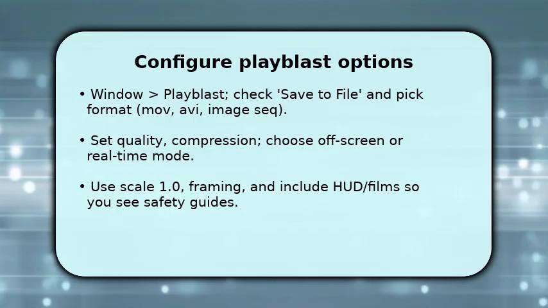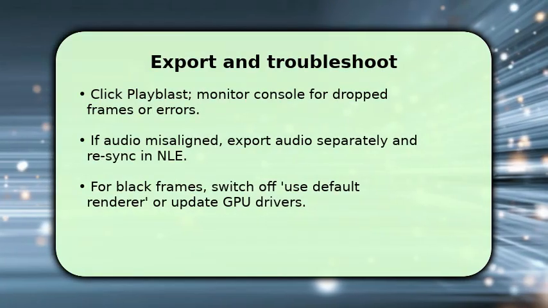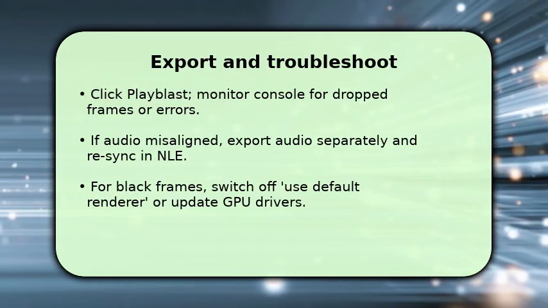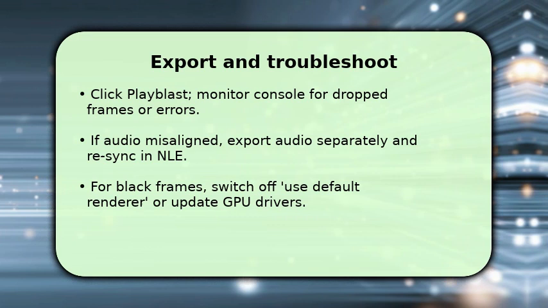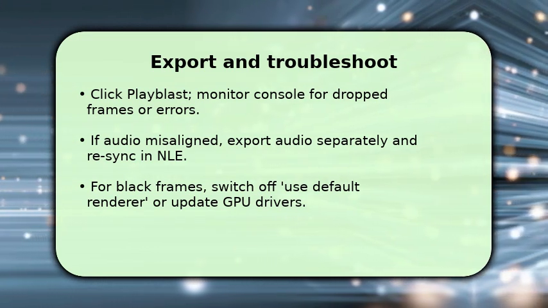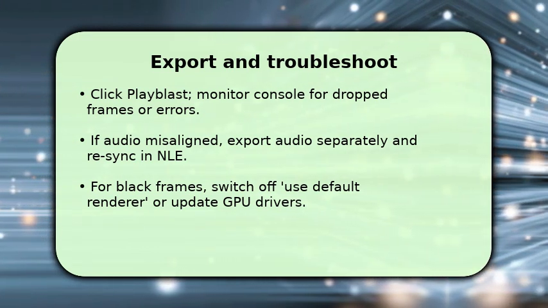full export. Finally, run the Playblast and watch the Maya feedback for dropped frames or write errors. Save to a stable location and confirm the file plays back at correct speed. If audio is required and Playblast clips it, export audio from the timeline and resync in an editor.